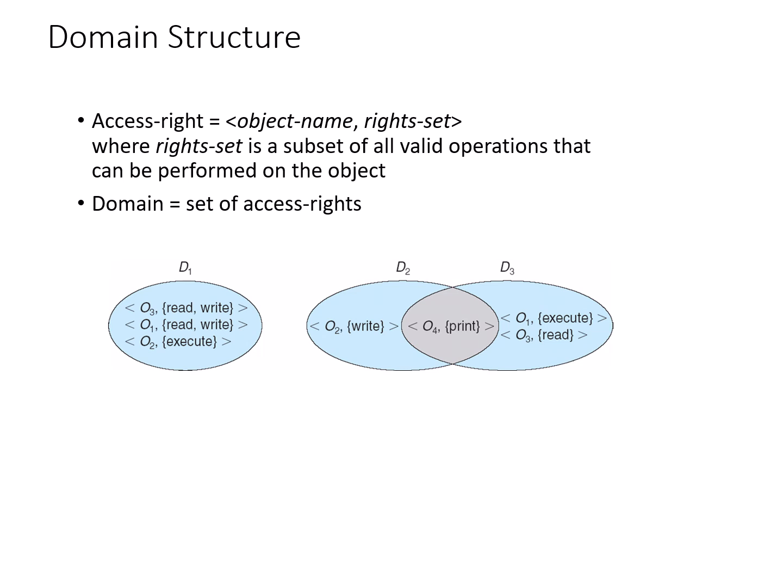Sometimes domains share their rights. In this case, D2 and D3 both have the right to print O4. Domains help organize and control who can do what with each resource, making system security easier to manage.